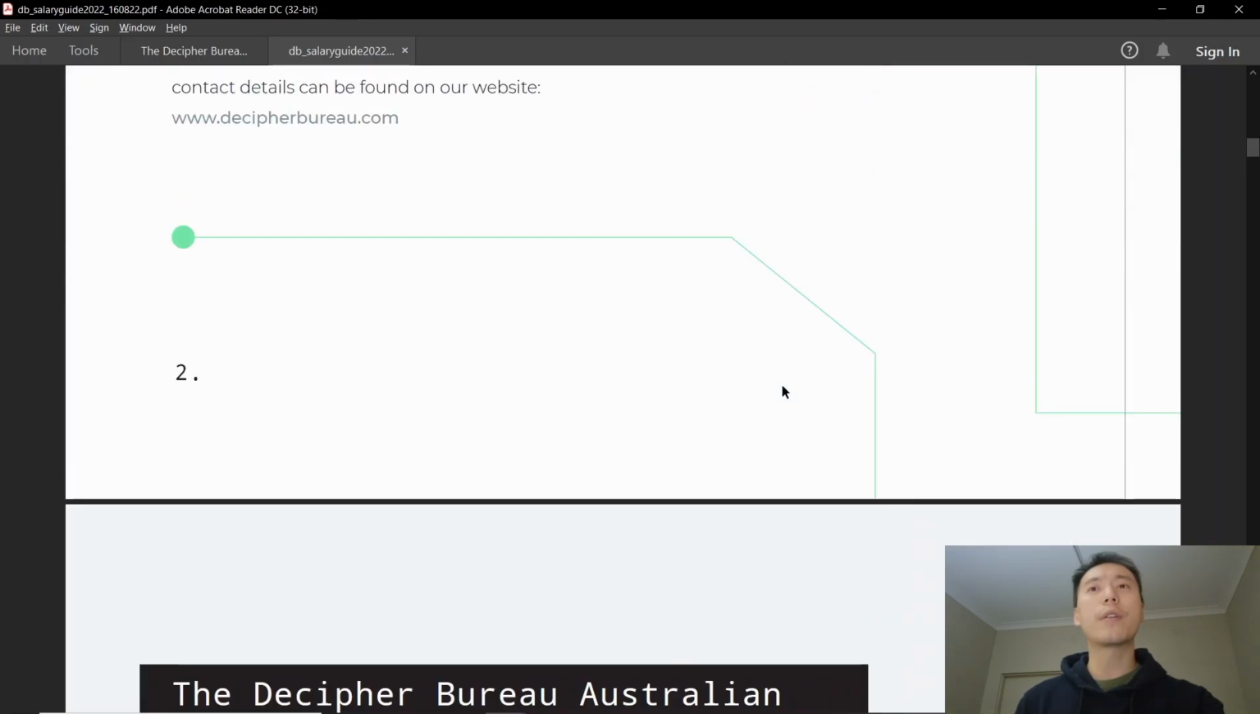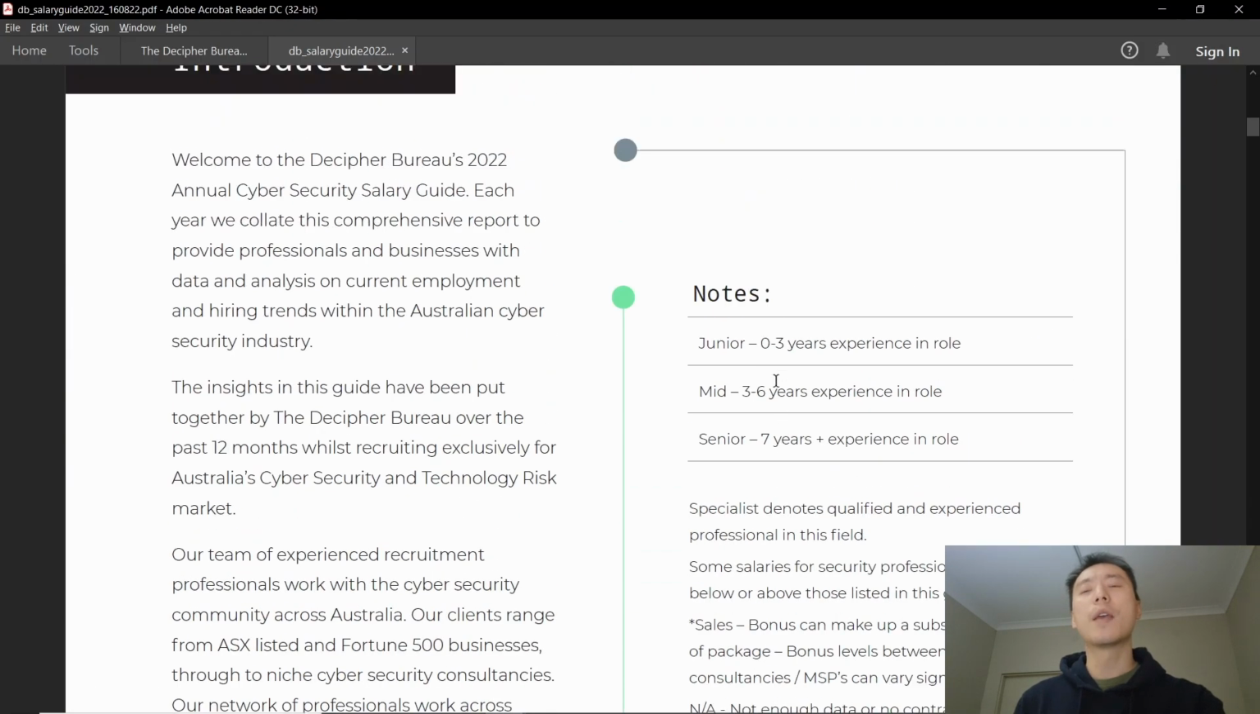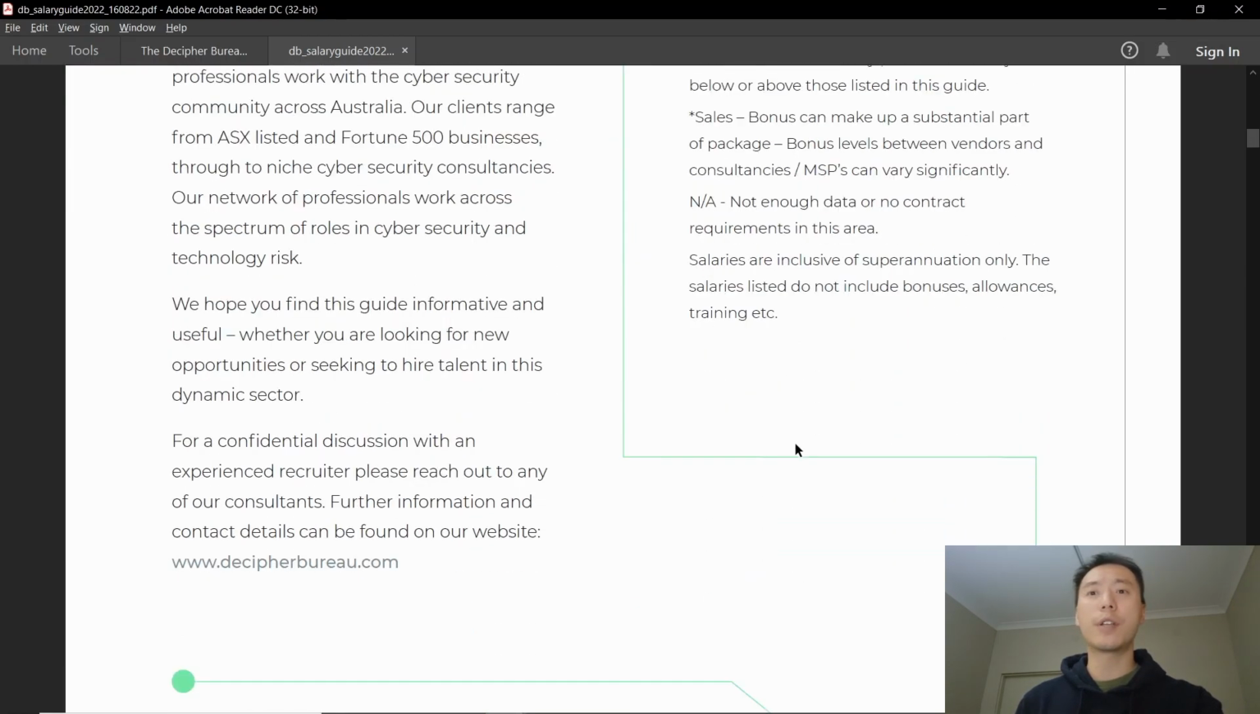Not really sure whether these notes here of 0 to 3 years experience only count for full-time roles in the industry, because I had some prior experience before this, but for full-time penetration testing, I have only done it for 1 year and a little bit, so I'm still in the junior category.